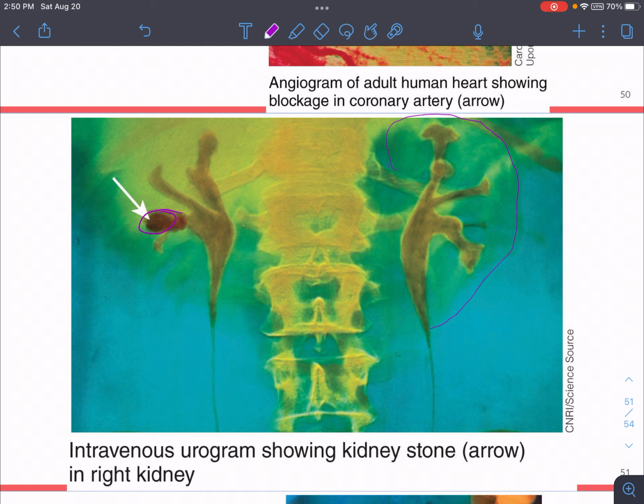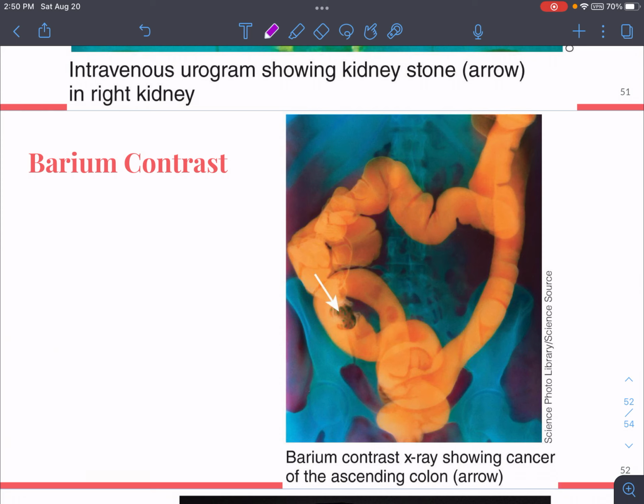A barium contrast. This is where somebody swallows barium and then you wait for it to get into the intestines. This is in the colon. This person has cancer in their colon. So we can use imaging. This is an x-ray, just a basic x-ray, and they've got some dye going through their system that helps to light up the intestines, and it helps to show there's something in there that should not be there.